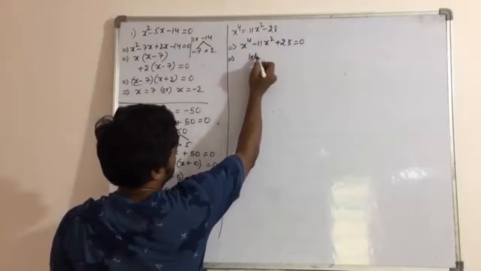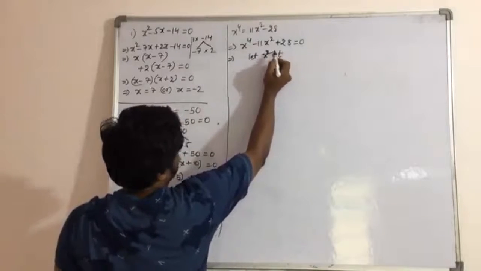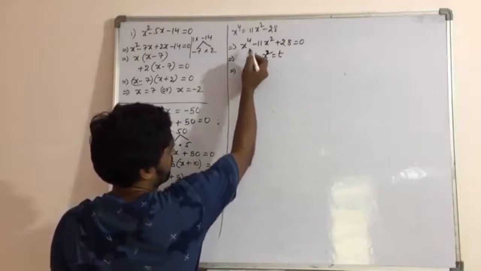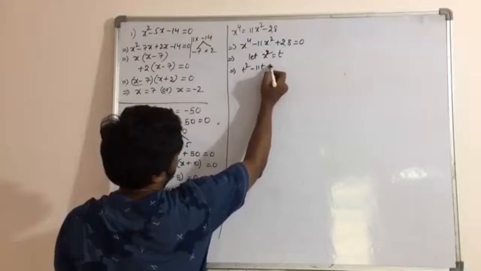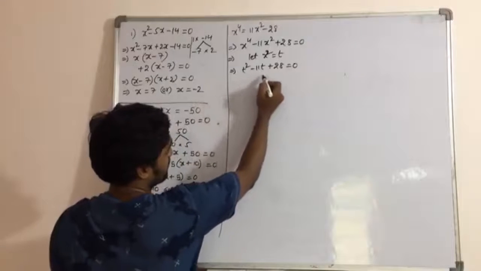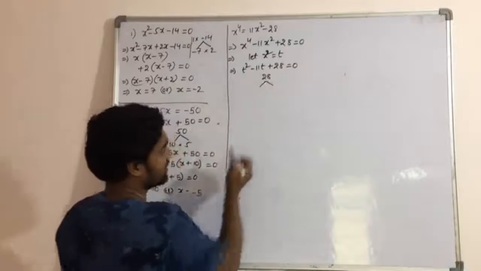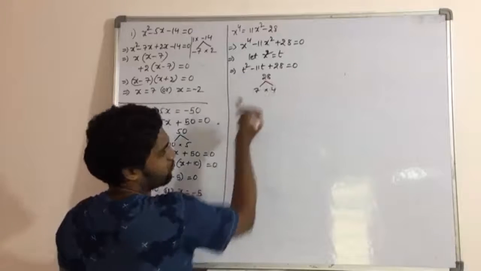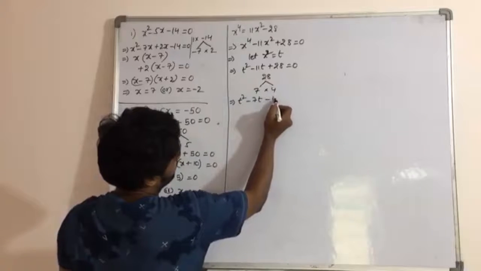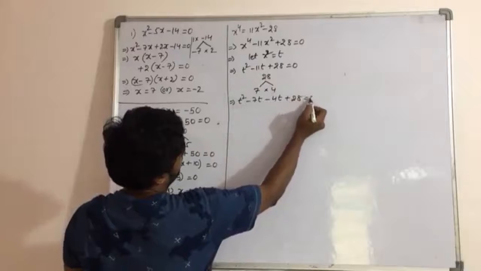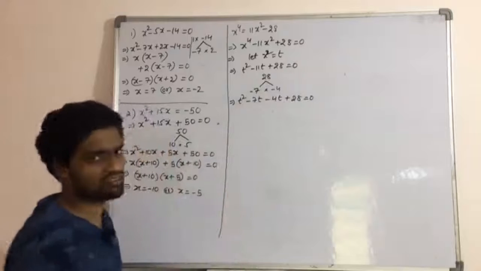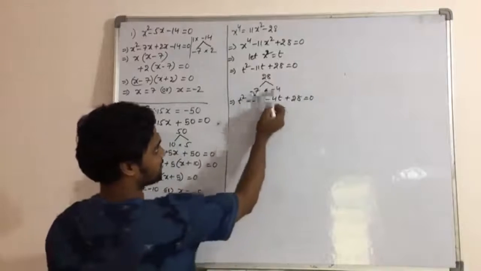So what will I do? Let x square be equal to t. So t square, because this is x square whole square, minus 11t plus 28 is equal to 0. So 28: 7 into 4, and 7 plus 4 is equal to 11. Or else, to avoid confusion, I will write it as minus 7 into minus 4. So minus 7 minus 4 is minus 11.